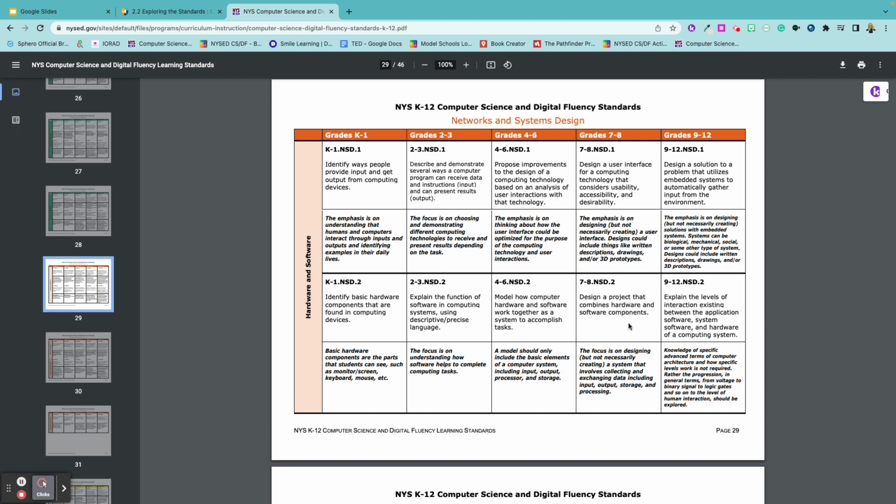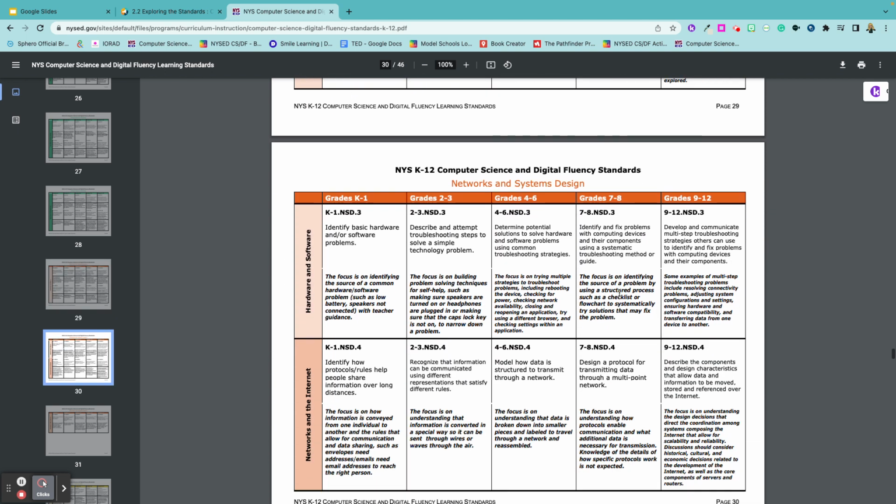For Networks and Systems Design Standard 2, here they are going to design a project that combines hardware and software components. The focus is on designing, but not necessarily creating a system that involves collecting and exchanging data, including input, output, storage, and processing. So think of your flow charts as a way to start to think about what these could look like in your classroom.